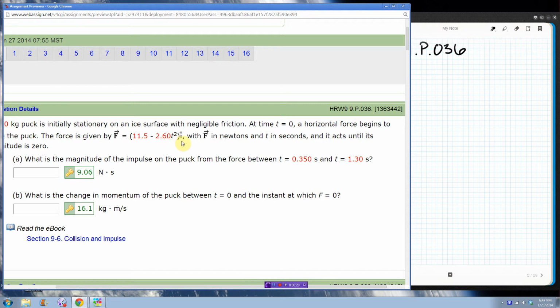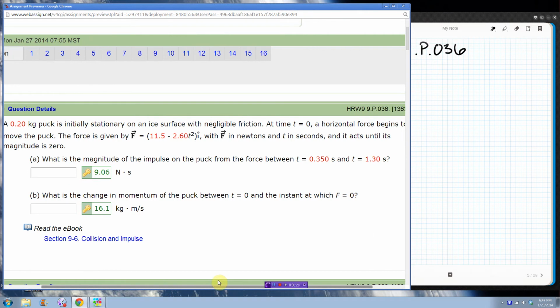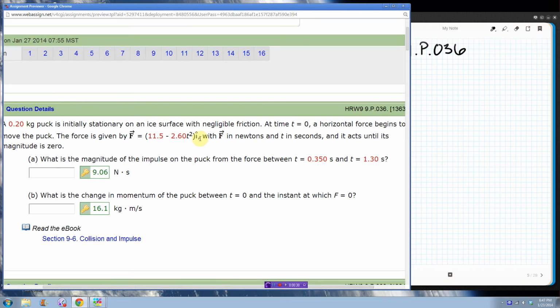Notice it's a function of t, I hat, with force in newtons and t in seconds, and it acts until its magnitude is 0. Remember that the I hat just tells you that it's in the x direction. Okay, what is the magnitude of the impulse on the puck from the force between these two times?